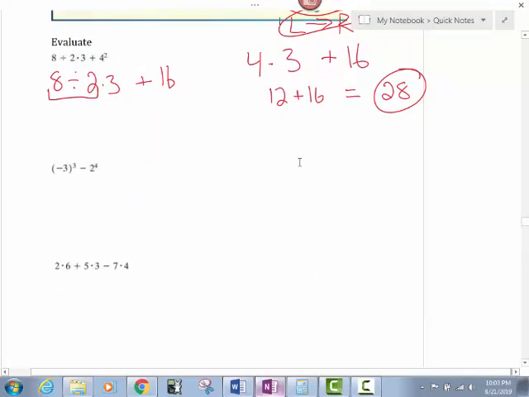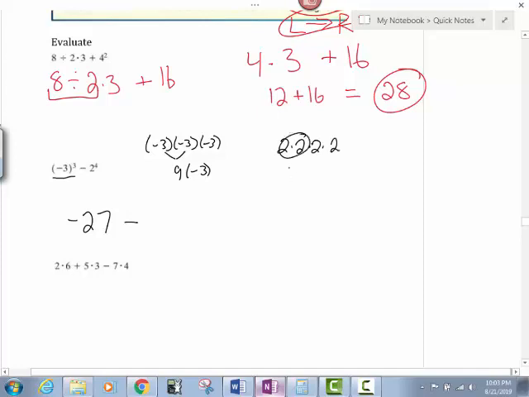Okay. So let's take a look at the next one. We do have some exponents here. So negative 3 to the third. That means again negative 3, negative 3, negative 3. So that's going to give me a positive 9 times a negative 3. That is a negative 27. Minus 2 to the fourth. 2 times 2 times 2 times 2. If I multiply those together, that gives me 4. If I multiply those together, that gives me another 4. That's 16.